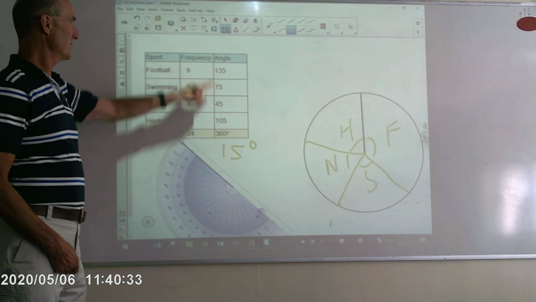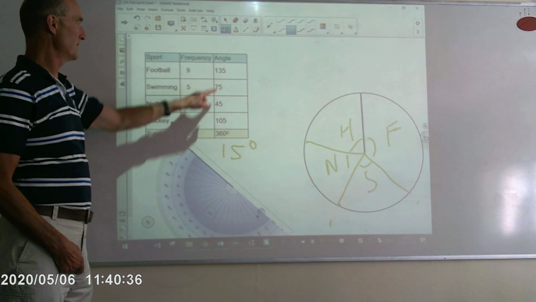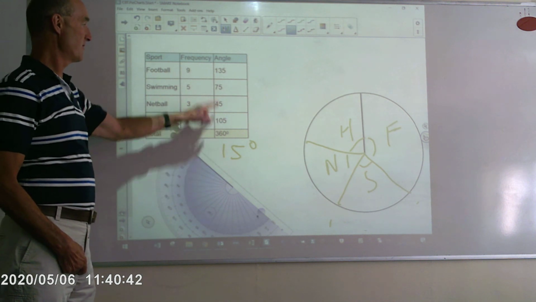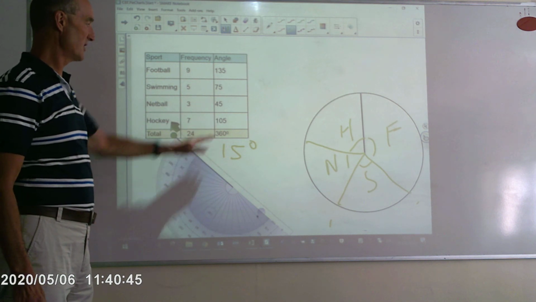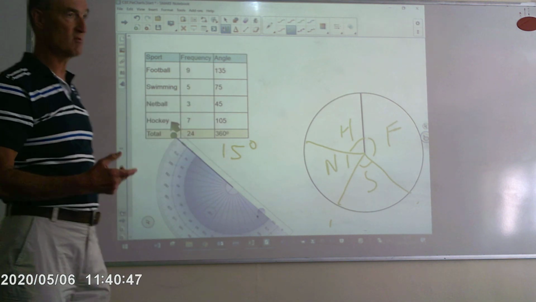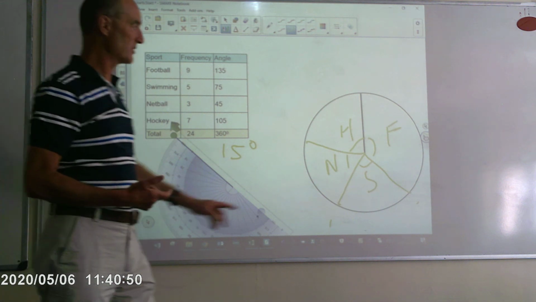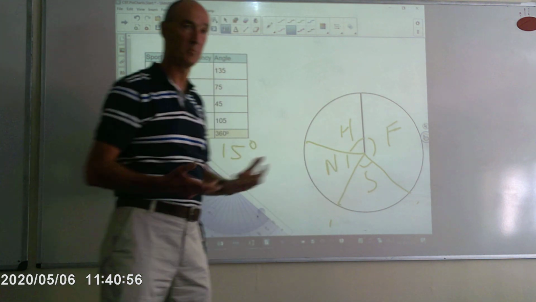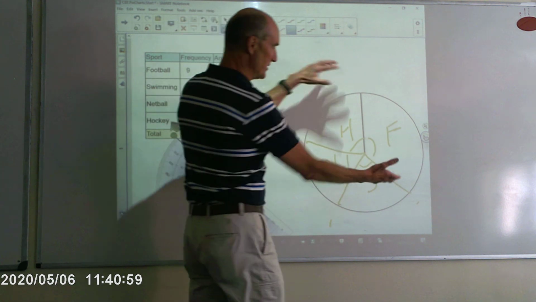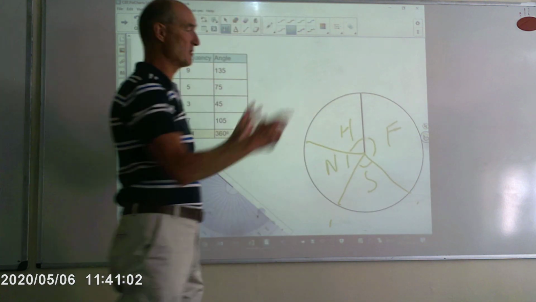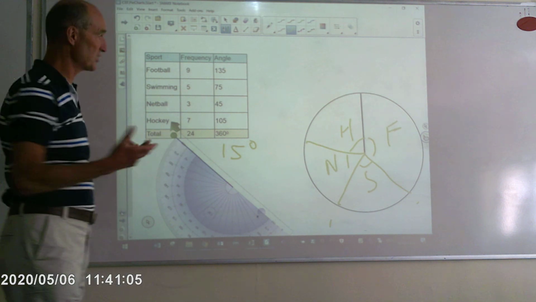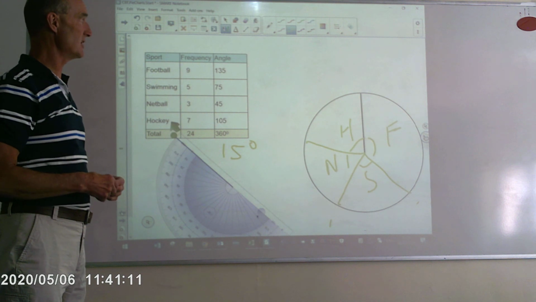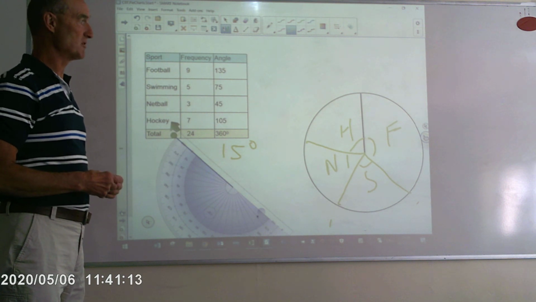So 9 lots of 15 degrees, 135, 5 lots of 15 degrees, 75, 3 lots, 45, 7 lots, 105. Add those all together, it takes us back to my 360 degrees. Then draw my pie chart. When you're asked to do this in an exam, they will expect you to use a compass and measure these angles accurately. So the examiner can put over a bit of tracing paper with the correct answer drawn on the tracing paper and can see whether or not you have accurately drawn the pie chart with accurate representations of the angles that you've calculated.